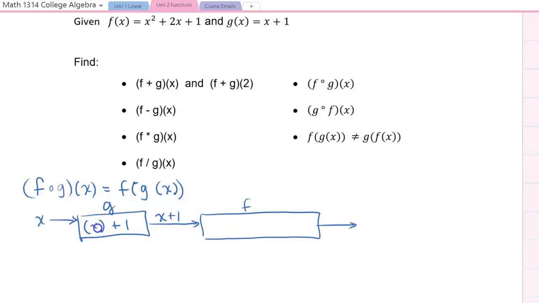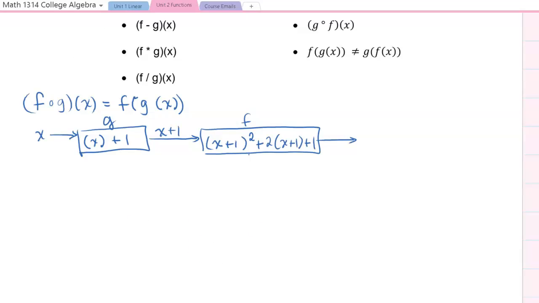Now we will put our x plus 1 into the parentheses of the f function, which is represented by the parentheses squared plus 2 times the parentheses plus 1. So the output will be in parentheses x plus 1 to the squared power plus 2 times in parentheses x plus 1 and then plus 1. That needs to be simplified.